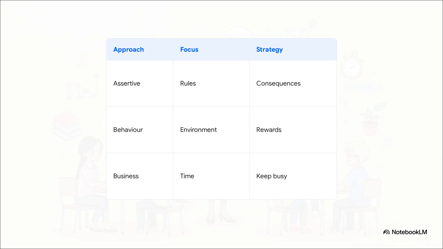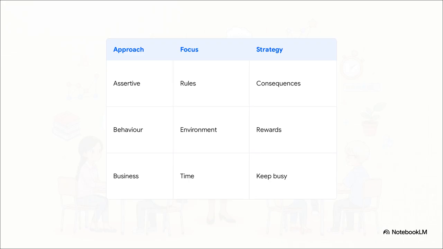Let's actually break down 3 of the most contrasting styles here. First, take a look at the assertive approach. The focus here is strictly on rules and consequences. The teacher and the learners agree on clear rules, and if those are broken, the teacher responds quickly and directly. It's firm, strict, and immediate.